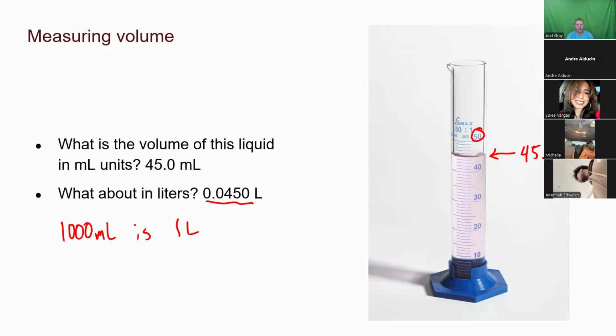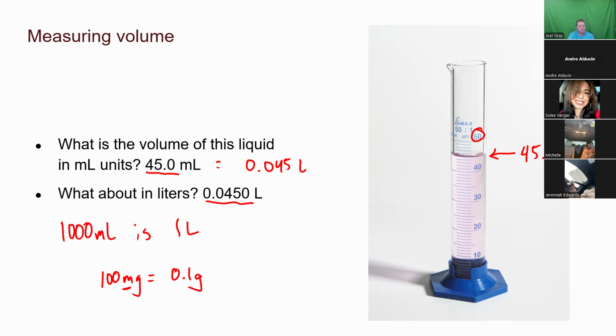So this would be 0.045 liters. What I always do is I think about, well, 100 milligrams is equal to 0.1 grams. So then when I see a number like this, I've got my milli prefix, 45 milli is equal to 0.045 liters. That's one that I try to do kind of regularly in my head, making this conversion from milli to liters. 1,000 milliliters is equal to 1 liter.